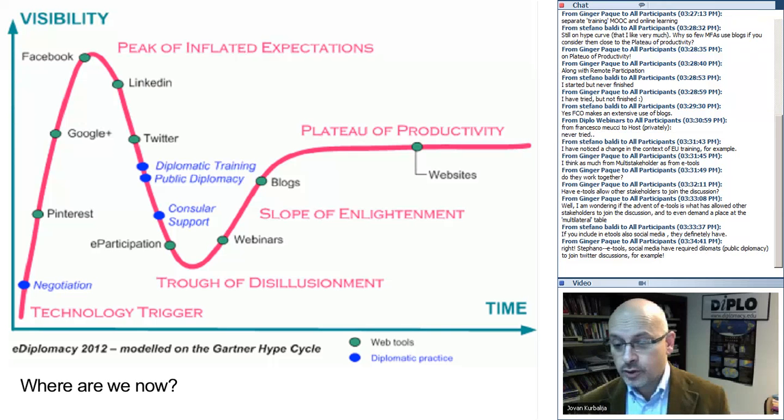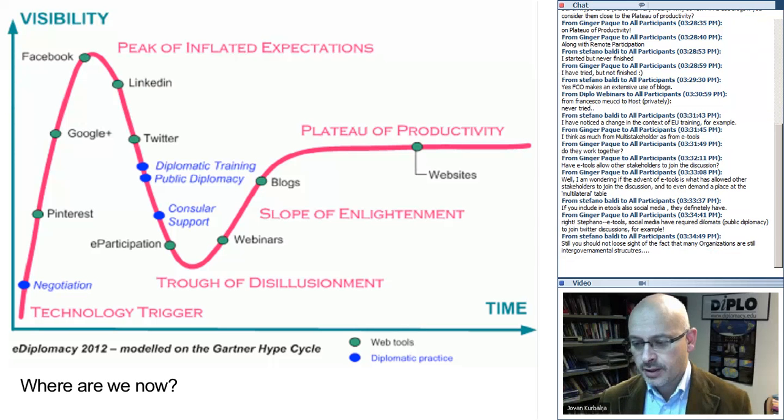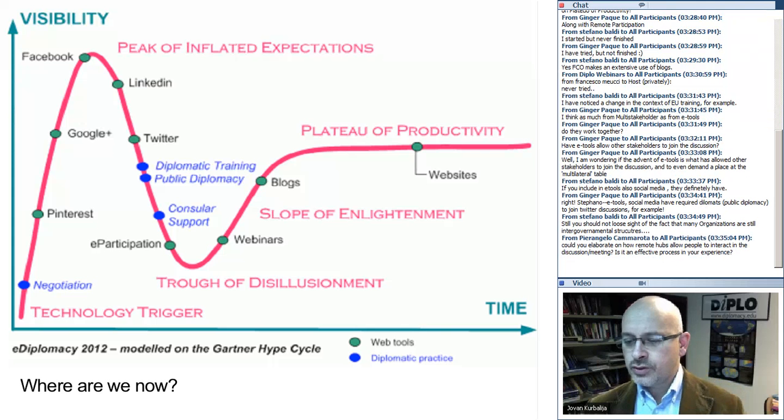Stefano Baldi, if you include in e-tools also social media, they definitely have. E-tools and social media have required diplomats, public diplomats, to join Twitter discussions, for example. Still, you should not lose sight of the fact that many organizations are still intergovernmental structures. This is the key point, and some people and some organizations have started arguing that due to the emergence of these new e-tools, which are extremely powerful tools, we need to change the nature of the intergovernmental processes. And this is moving in a bit of an awkward way.